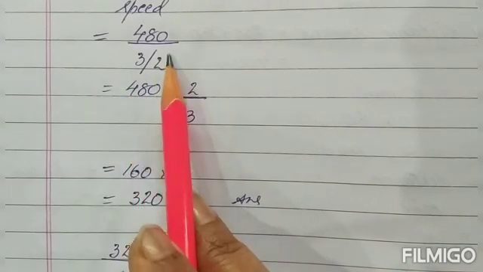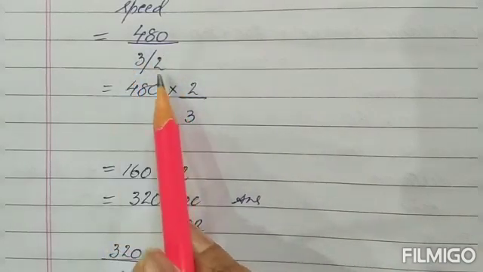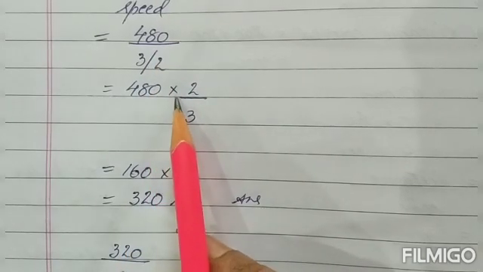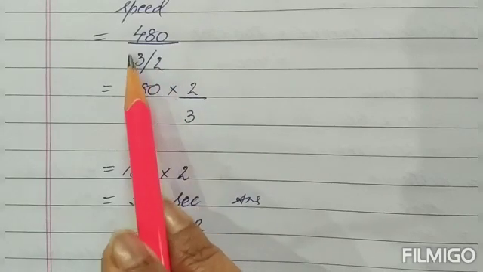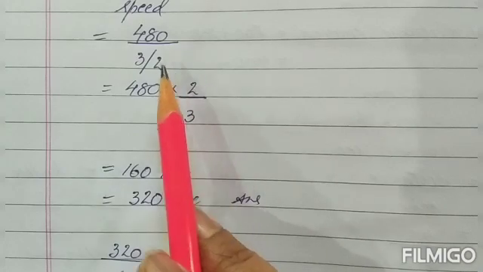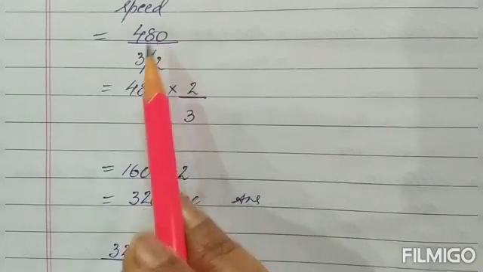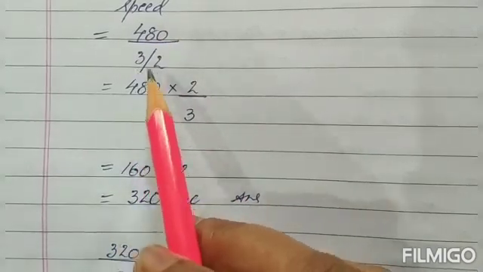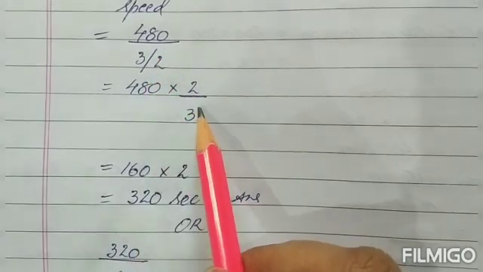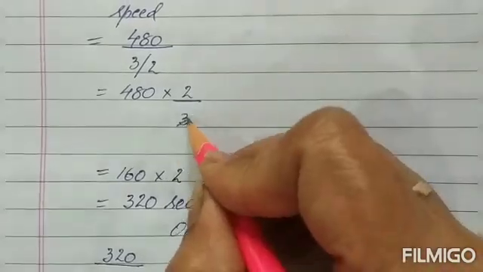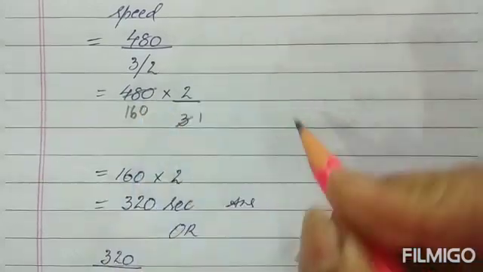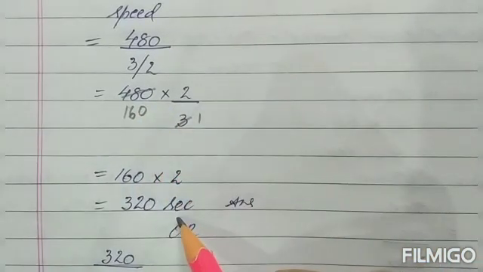Once again, children, in the denominator we have a fraction. So what you will do? You will change the division sign into the multiplication sign and you will change this fraction into the reciprocal of it. That means reciprocal means the numerator becomes the denominator and the denominator becomes the numerator. So 3 upon 2 is written as 2 upon 3. Now we can reduce it also. 3 1s are 3 and how many times? This is 160 times. Right? So 160 into 2 is 320 seconds.